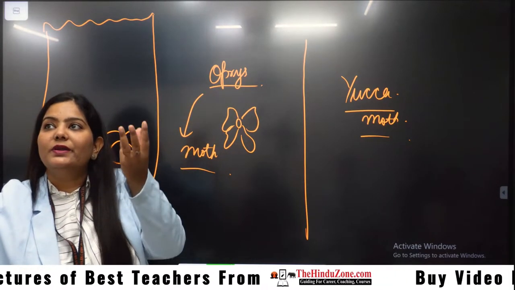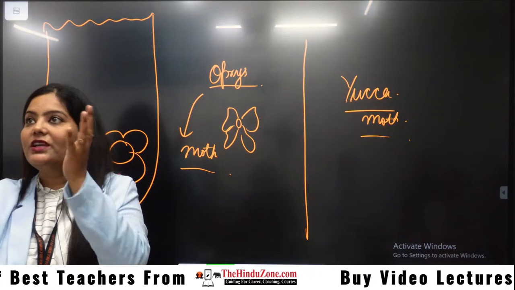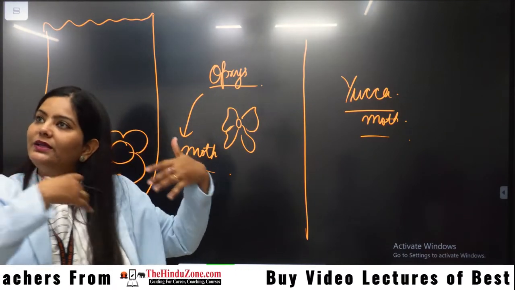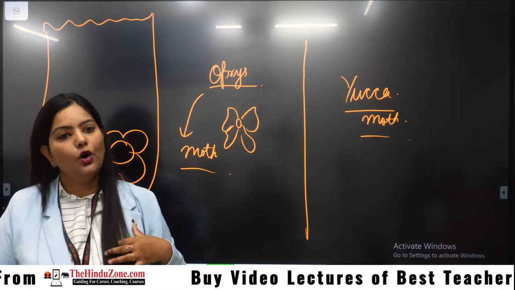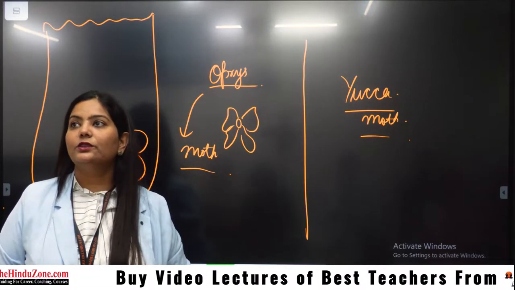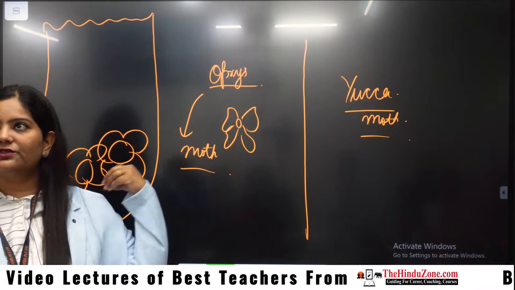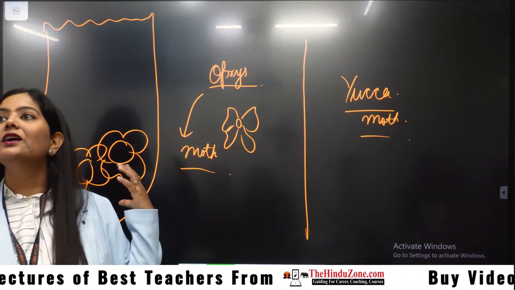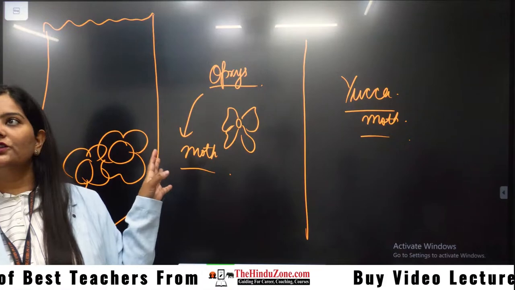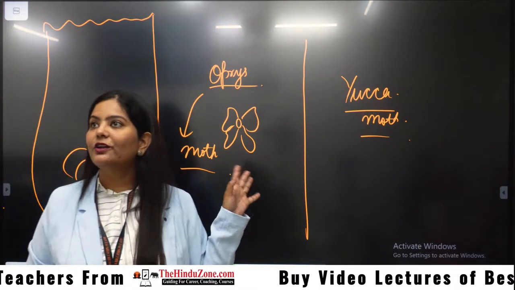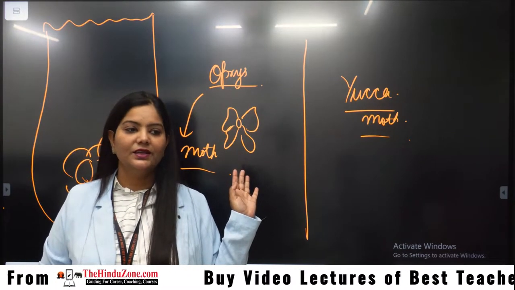And when the egg apparatus is maturing, it is rupturing to take out certain things. Meantime, the yucca eggs are also maturing. The yucca moth is also one of the famous pollinating agents because it is related with this yucca flower. So of course, I hope you have learned a number of examples from this entomophily.